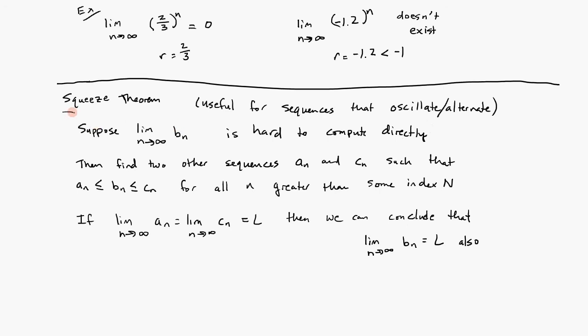So the idea behind the squeeze theorem is that if you have a limit that's hard to compute directly, again, most of the time it'll be an oscillating or alternating sequence, then what we do is we find two other sequences, let's call them an and cn, such that the original sequence bn is in between the other two sequences for all values of n bigger than some index, and also if an and cn have the same limit, then the middle one, because it's squeezed between them, also has to have the same limit. So that's the idea behind the squeeze theorem. So let's look at some examples.